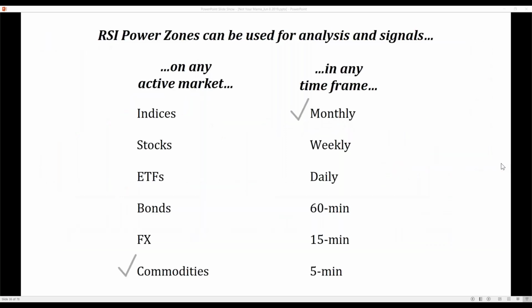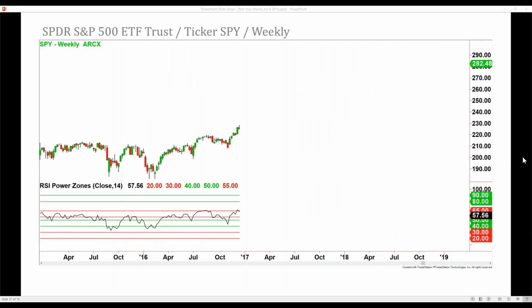Let's do another one, okay? Let's take another market that you're probably very familiar with, an ETF on a weekly chart. Again, we're doing this to get you comfortable with the flow of the indicator. Then I'm going to teach you a signal on it, okay?